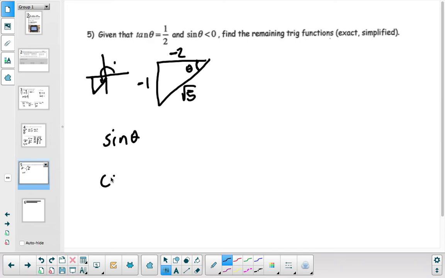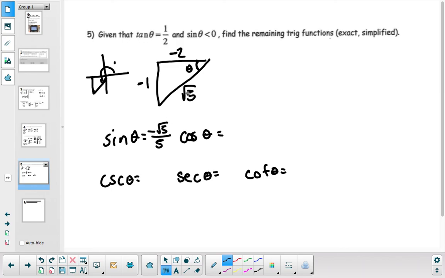Sine, cosecant, cosine, secant. We already have tangent. If you feel like writing it in there, feel free. Sometimes I do. Alright, sine is opposite over hypotenuse. Just cutting to the chase, if you rationalize, you should get negative root 5 over 5, but negative 1 over root 5 would be the first step.